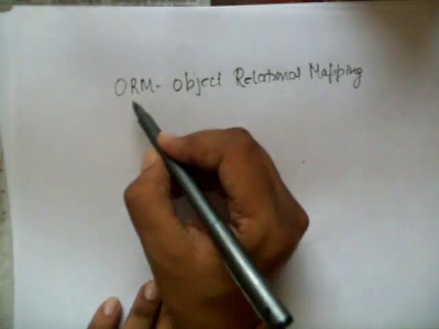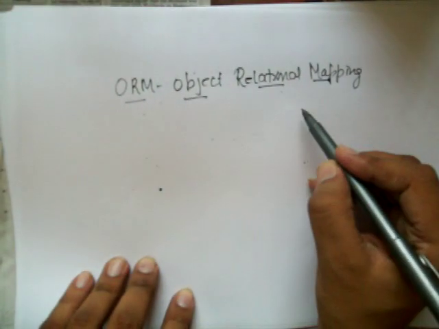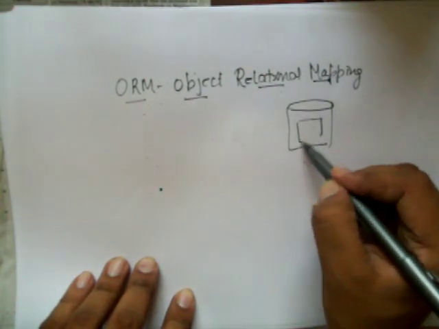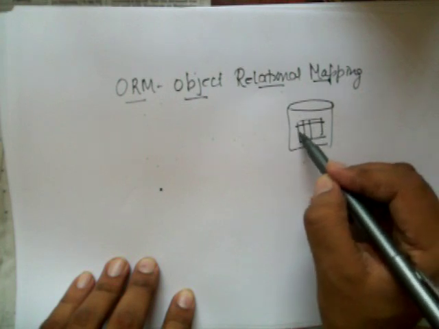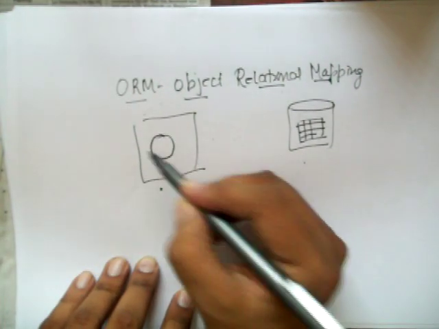In this video we will see the concepts of ORM. ORM stands for Object Relational Mapping. What does that mean? It means basically how do we map the relational world, where the data is in terms of tables which have rows and columns, and the object world, where the data is represented in the form of objects.